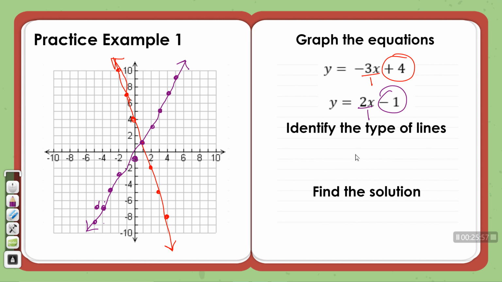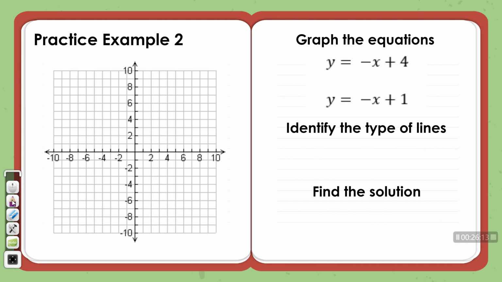All right, so what type of lines are these? They would be intersecting. And what is the solution? Where do they intersect? What point is this, guys? 1, 1. Any questions?